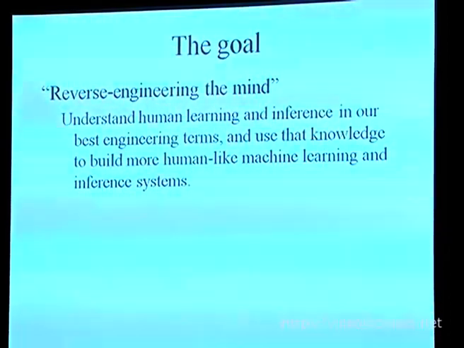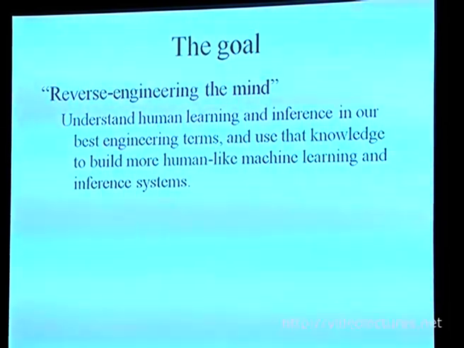Now, as Dave said, the goal of what we're trying to do here is really about a bidirectional connection between the fields of human learning and machine learning. We sometimes call it reverse engineering the mind, which means we want to understand how the mind works in our best engineering terms, the same framework we could use to build more intelligent systems, systems which do learning and inference in more human-like ways. And we know we're successful when we have real bidirectional idea flow.